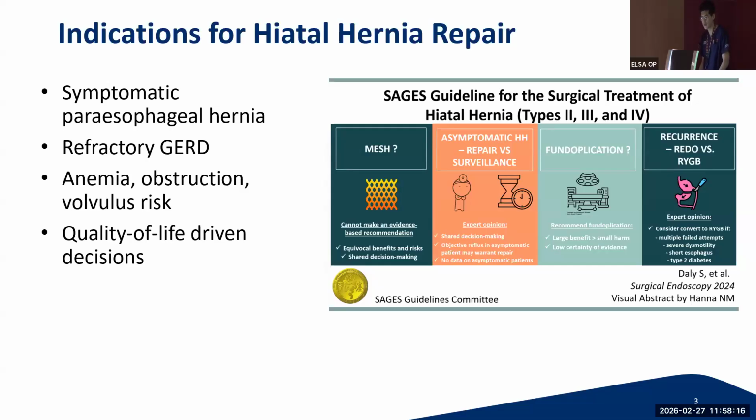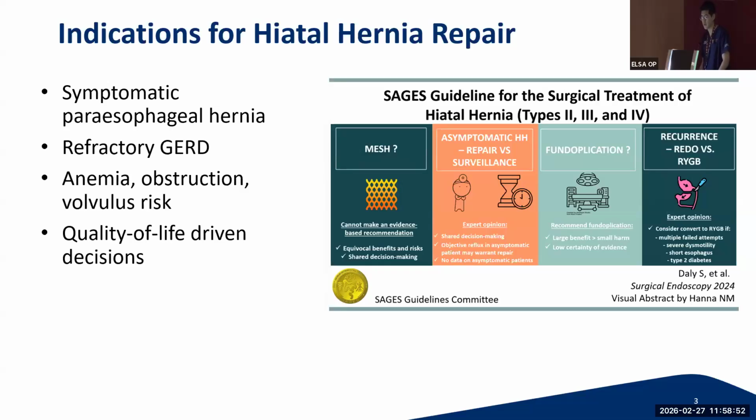Of course, we all know that GERD surgery is pretty much a quality of life-driven decision. So younger patients with functional testing that is suggestive of excessive reflux and so on should also have fundoplication and hiatal hernia repairs. So I think the recent SAGES guidelines talk about 4 key points, and the first is with regards to the use of mesh, and unfortunately no consensus was achieved on whether we should use mesh for hiatal hernia repair or not.